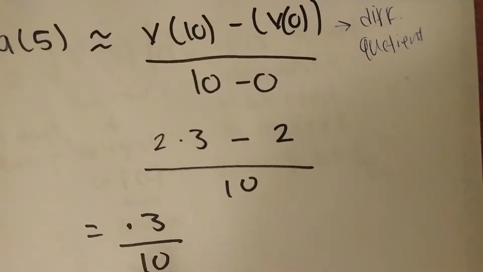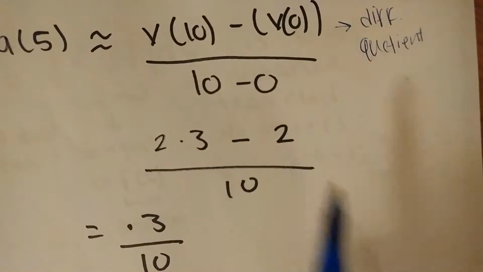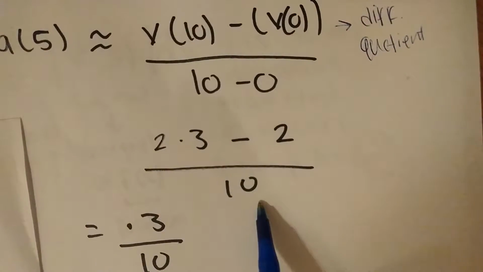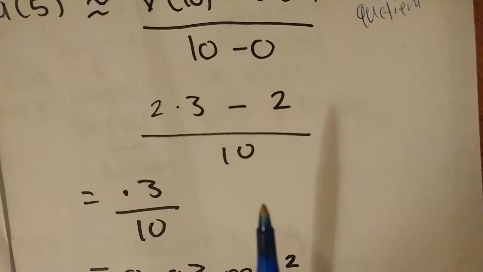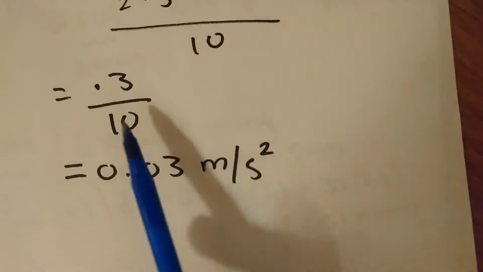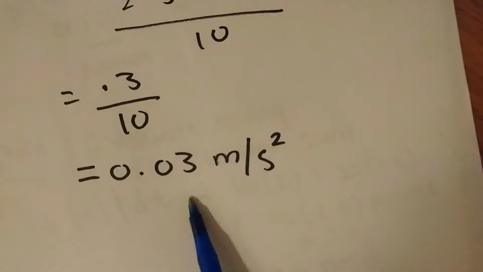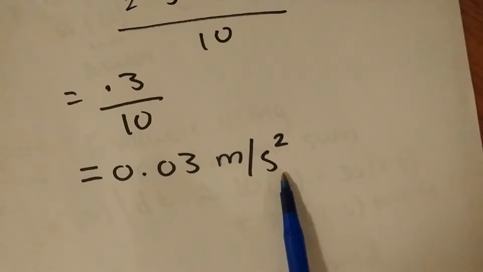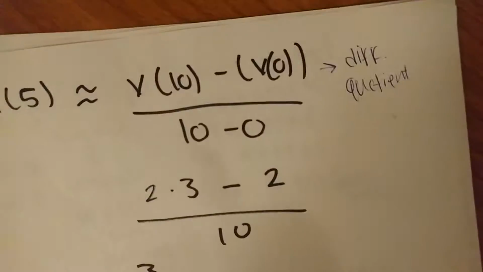So we get 2.3 and 2 from the table. Like I said, we got 2.3 and 2.0. And then 2.3 minus 2 over 10, and then you just keep dividing till you get 0.03, and then notice units are meters per second squared. And that's it for part A.